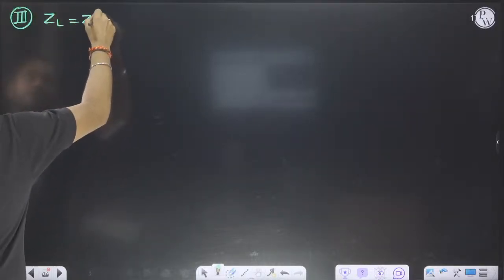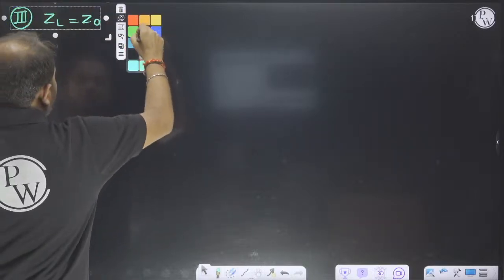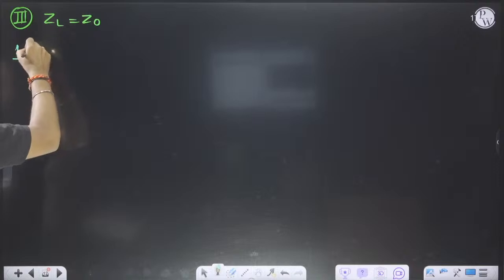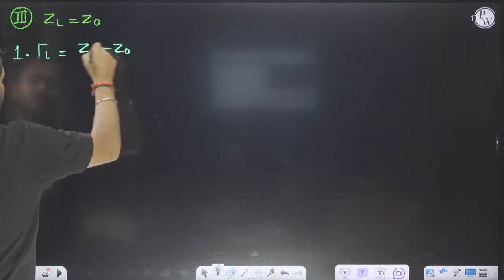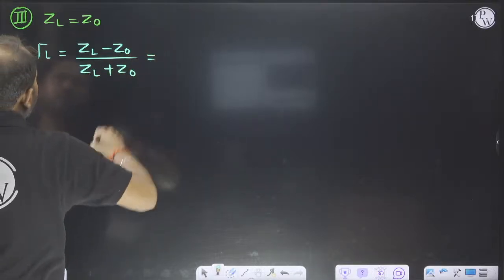ZL is equal to Z0. What will happen in the case ZL equals Z0? The reflection coefficient will be 0, since it is (ZL minus Z0) divided by (ZL plus Z0).